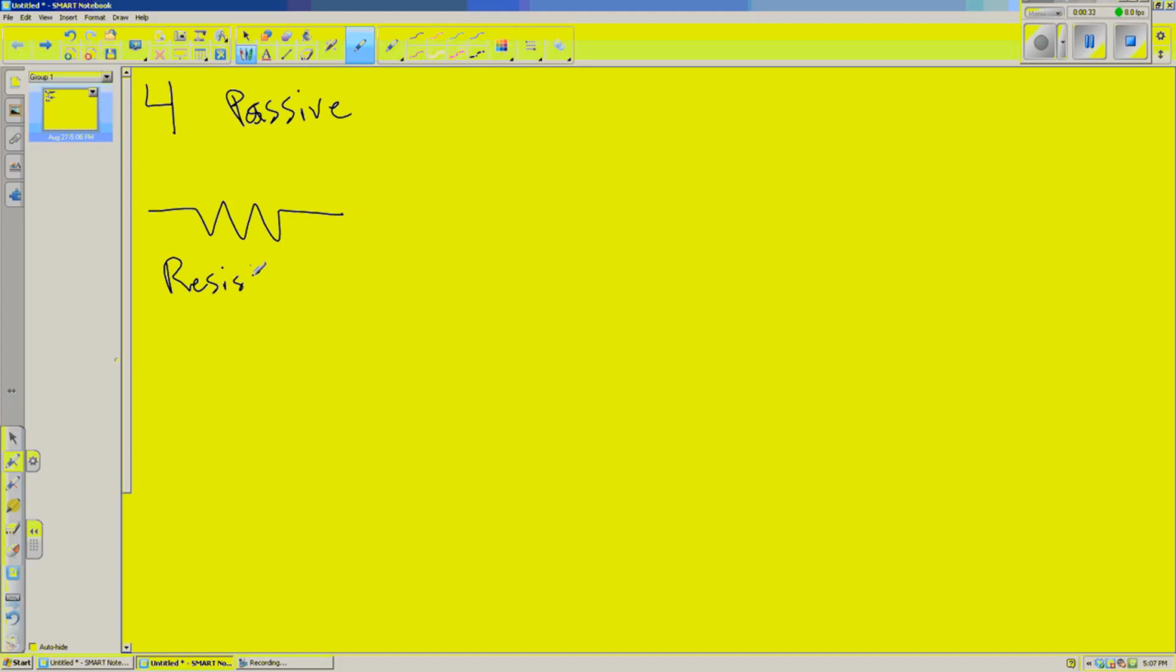It's just a bunch of squiggly lines. Sometimes you'll see a positive or a negative terminal on it. Usually the device doesn't care unless it's a little complicated. The second one we have is the capacitor, which is 2 perpendicular lines. Again, you might see the positive and negative on it, but the device doesn't really care.